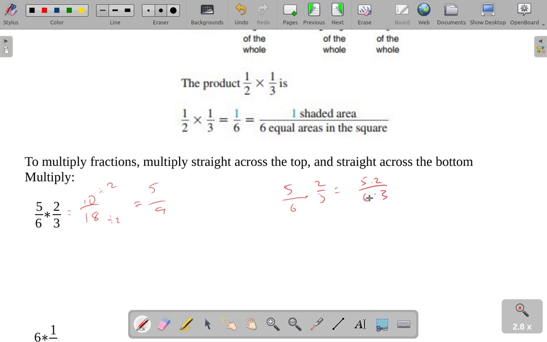I'm just writing it in this way because this allows me to think about canceling any common factors that are on the top and the bottom. And I can actually see that 2 is a common factor between the 2 and the 6. So if I divide 2 by 2, I get 1. If I divide 6 by 2, I get 3. And when I say canceling these factors, I'm dividing both the top and the bottom of this fraction by 2. It's actually the exact same thing as the 2 I divided by here.